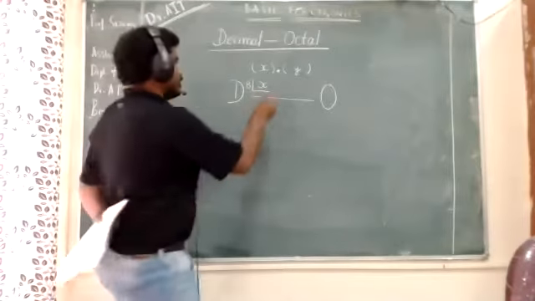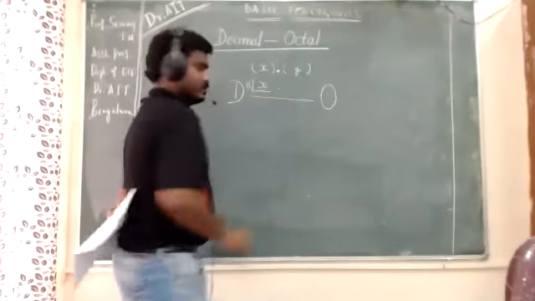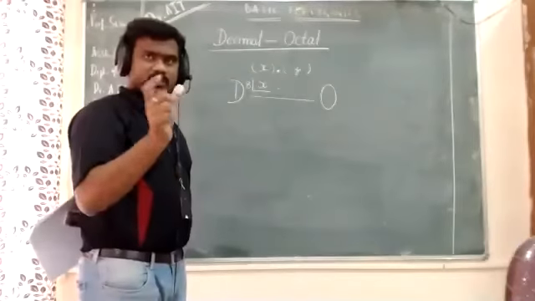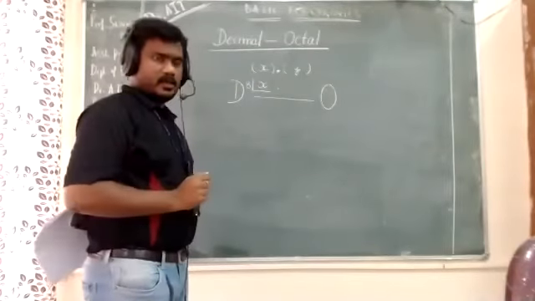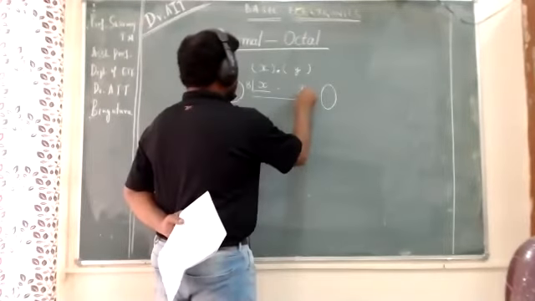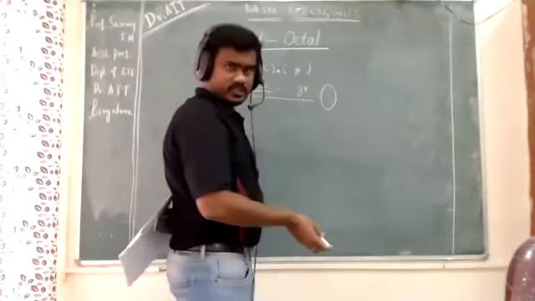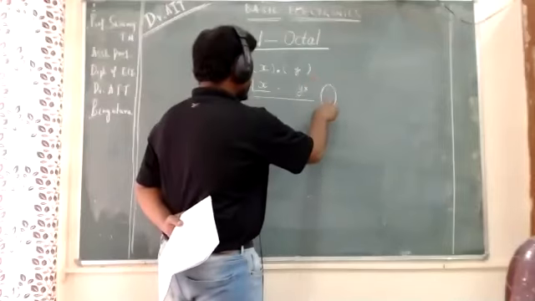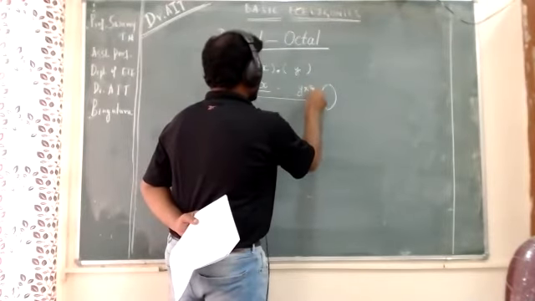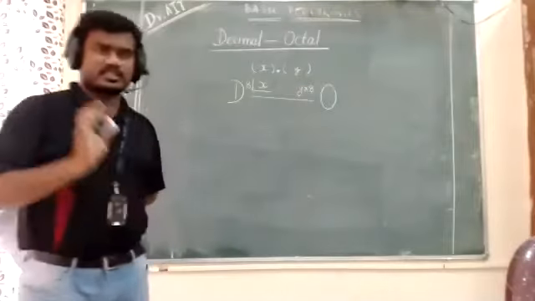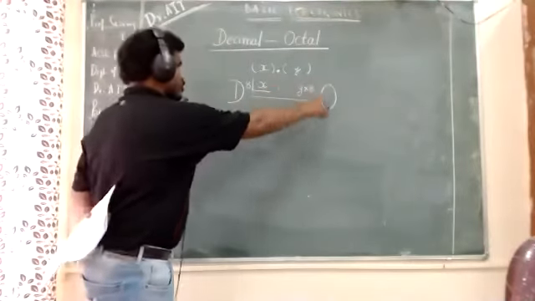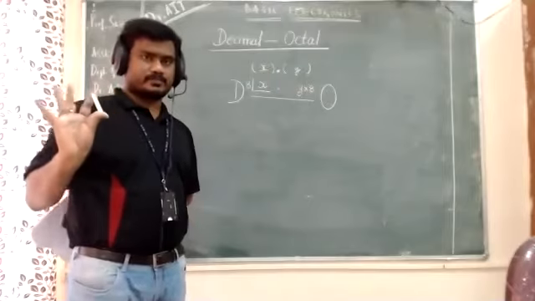Then dot. So here we have y. After the decimal point, we have some number y. Now what you have to do? You have to multiply this y by the base of the number system. Now what is the base of the number system? The base of the number system is 8. So here I have to multiply it by 8. So this is a brief procedure of conversion from decimal number system to octal number system.